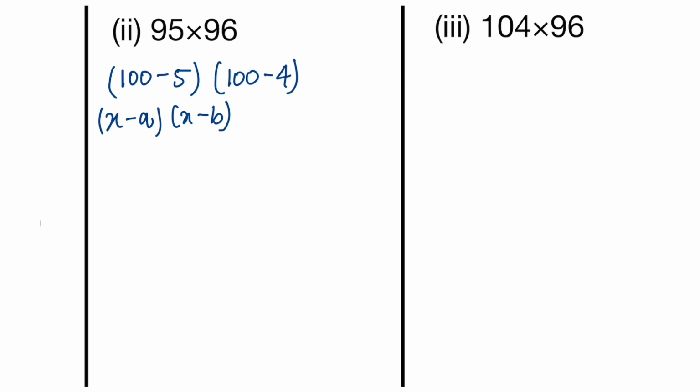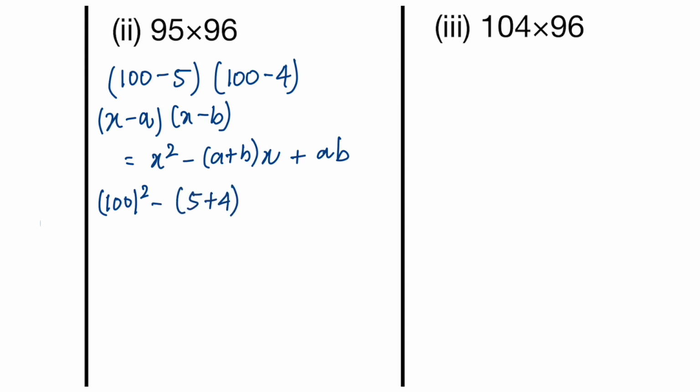But this x minus a into x minus b, you can do this directly because we know an identity for that, that is x squared minus a plus b into x plus ab. Okay, so this is the identity that we know. So you can directly use this to solve this. So 100 squared for x squared minus a plus b in this case is 5 plus 4 into x. Instead of x you have 100 here plus ab. So that is 5 into 4.